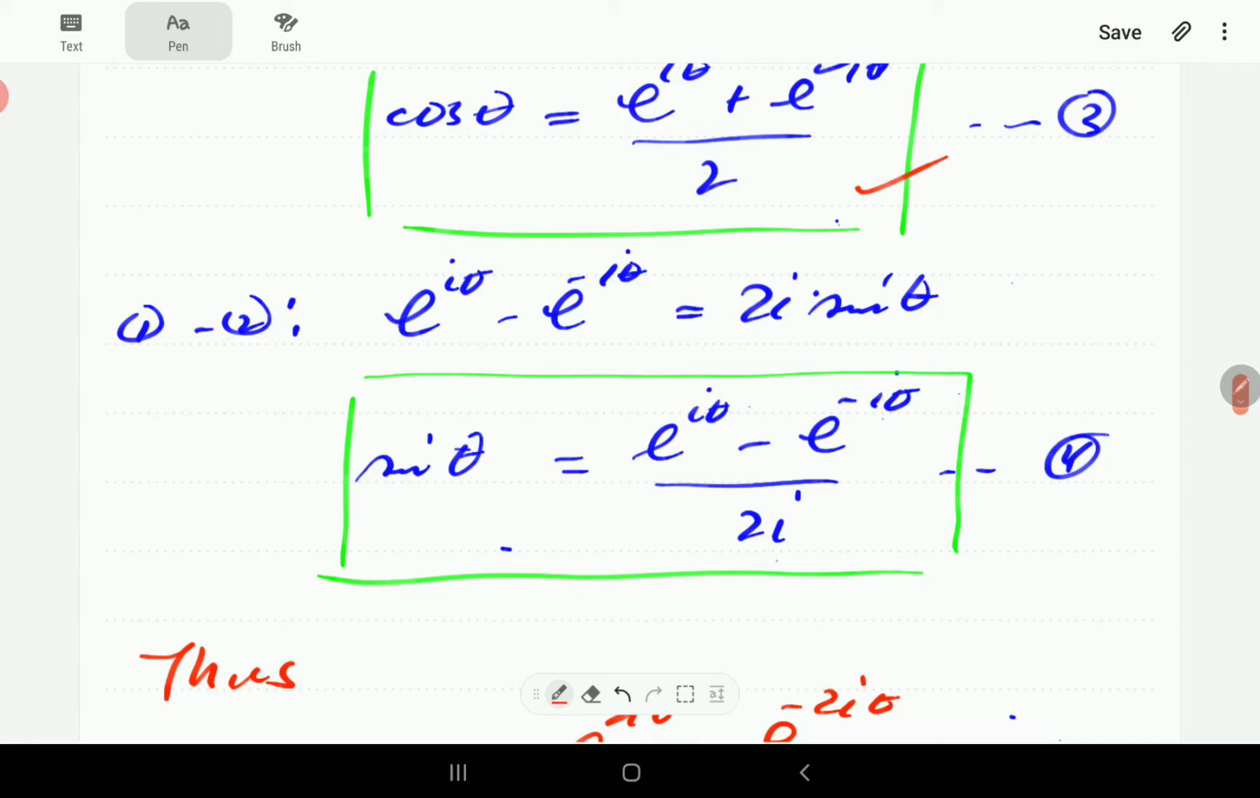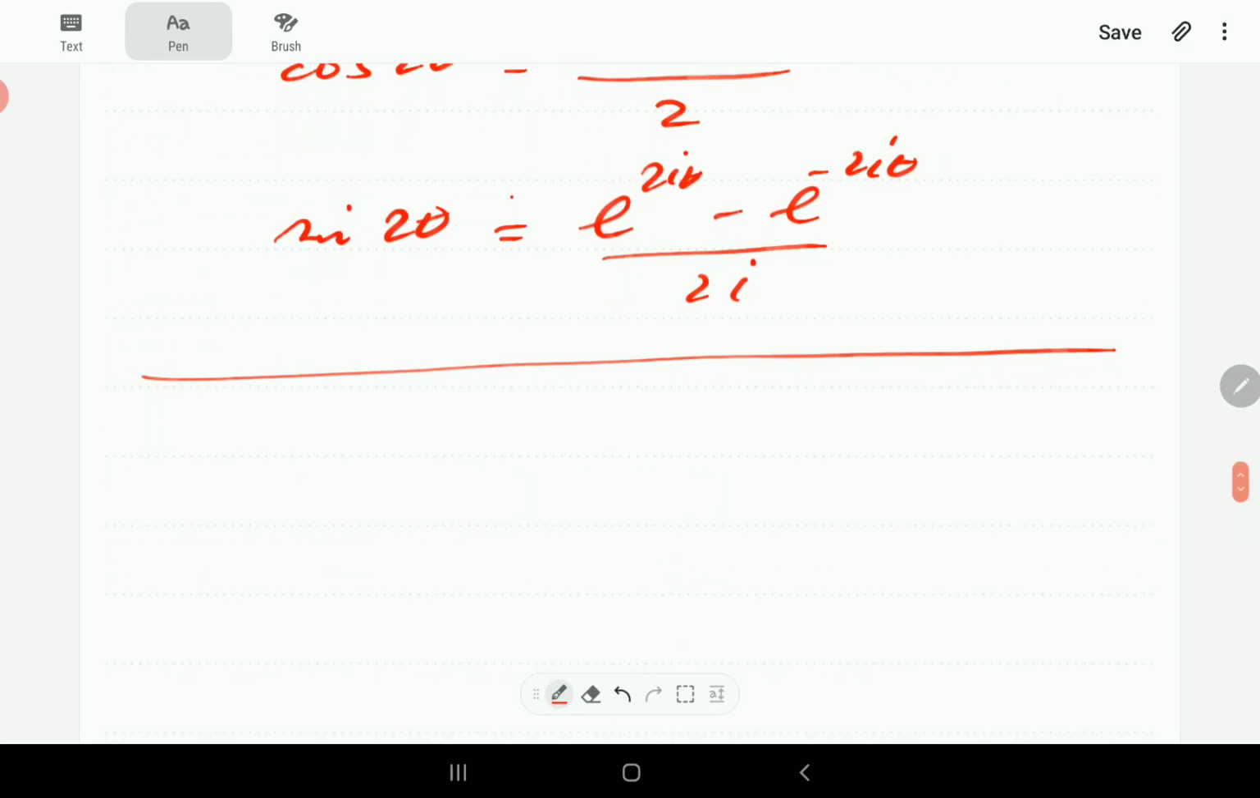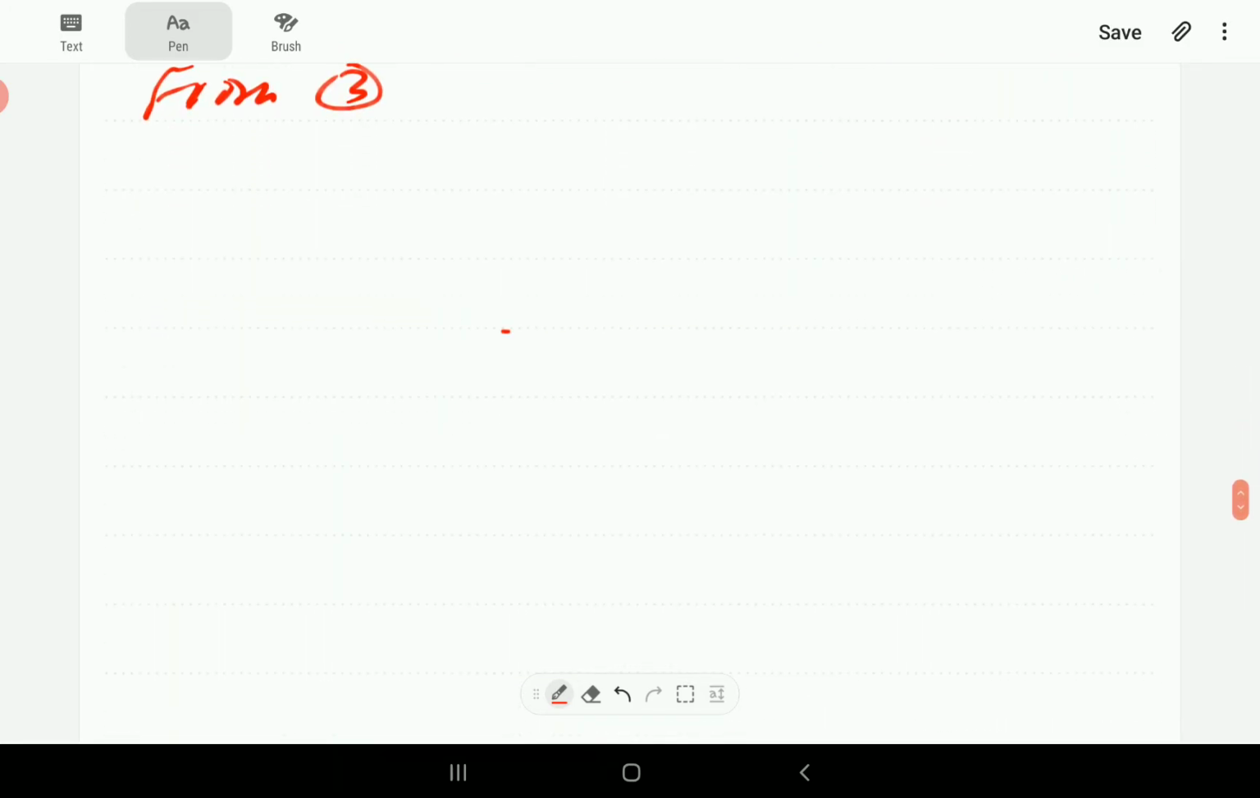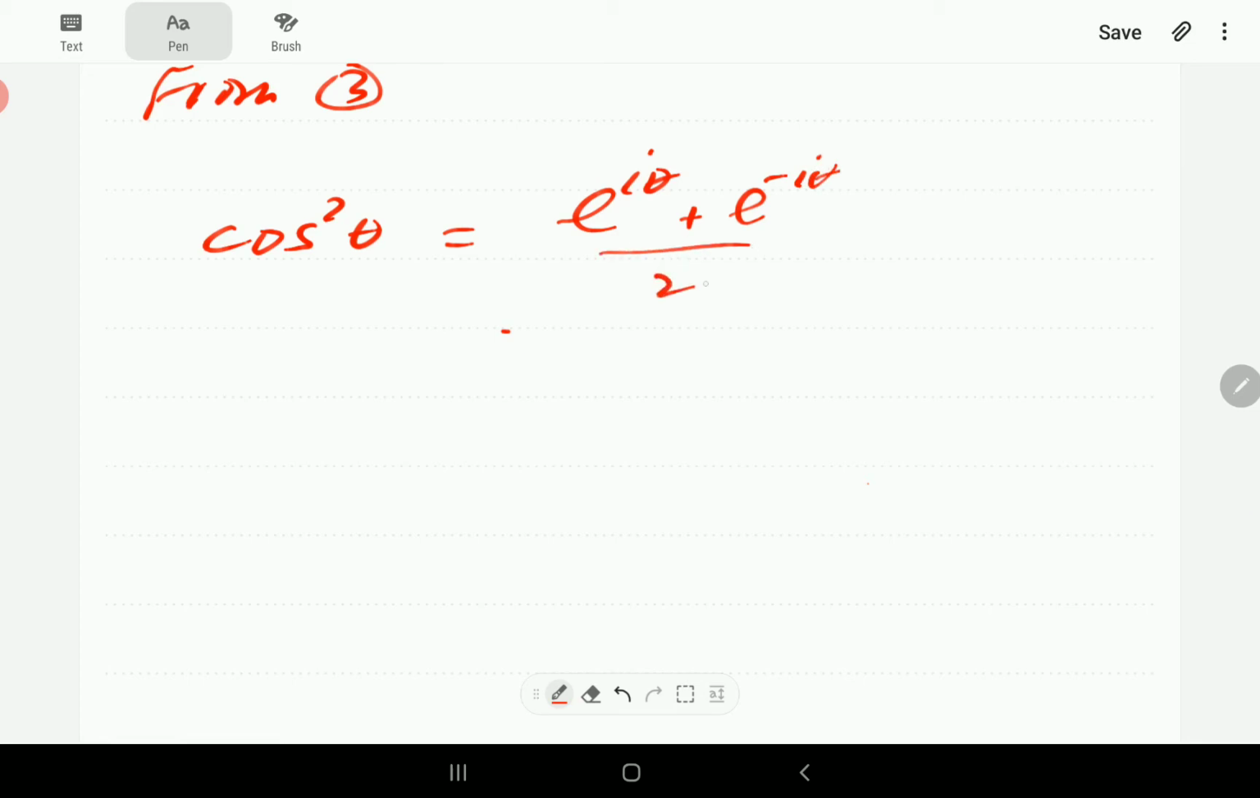So just one exercise before we bring this video to an end of how these formulas can be applied. I'm just going to square both sides of this formula number 3. So from 3, if we square both sides, the left hand side is going to be cosine squared theta, and then the right hand side is going to be e to the i theta plus e to the minus i theta all over 2, all squared.